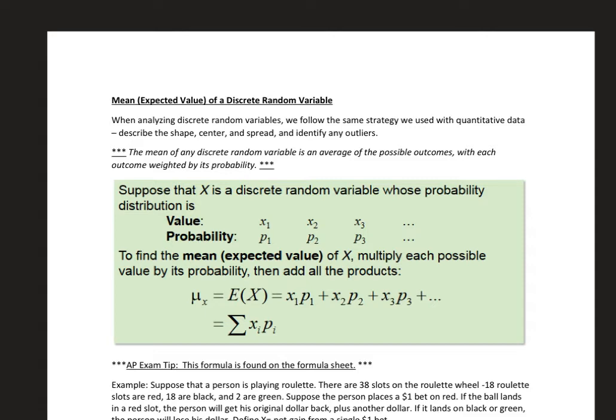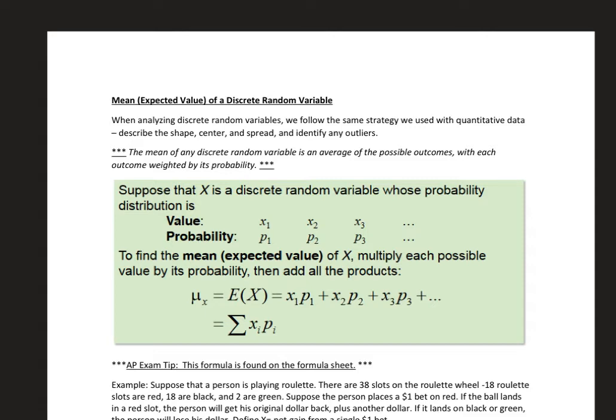So the mean, let's talk about that first, which will be the center of any discrete random variable, is an average of all the possible outcomes, just like it is with any average that we've ever worked with, except each outcome is weighted by its probability. Obviously, when we think about mean, we think about just adding up all the numbers and dividing by however many there are, right? But all of those numbers are just sort of equally likely, equally weighted. In this particular case, some of my outcomes are more likely to occur than others.